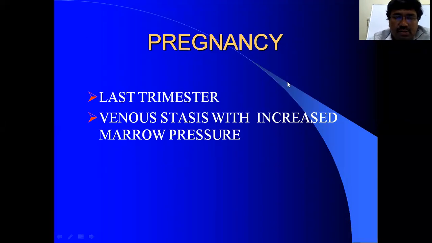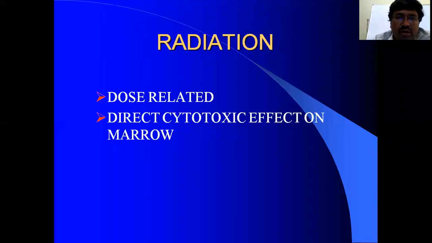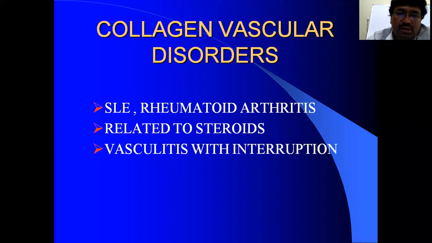Next is pregnancy. Usually in the last trimester of pregnancy, we can see these pregnancy-related complications. The venous stasis will increase the marrow pressure because of pressure on the venous circulation. Next is radiation induced. It is a dose related effect, and it is directly cytotoxic on the marrow or any cell of the body. Next is collagen vascular disease, the systemic lupus and rheumatoid.